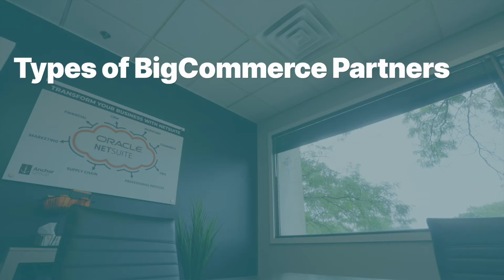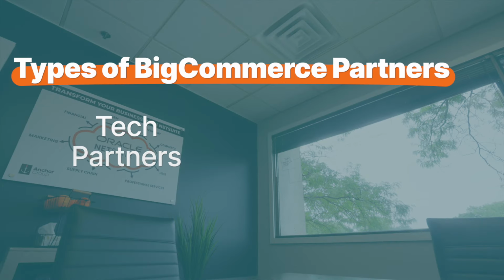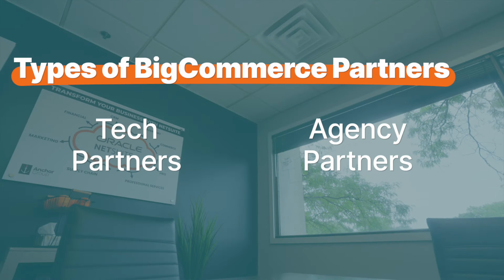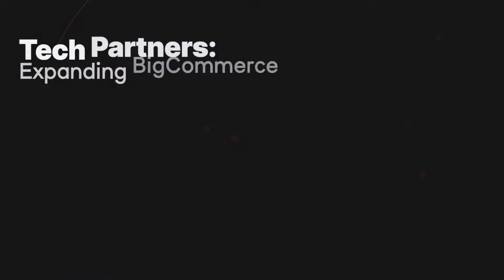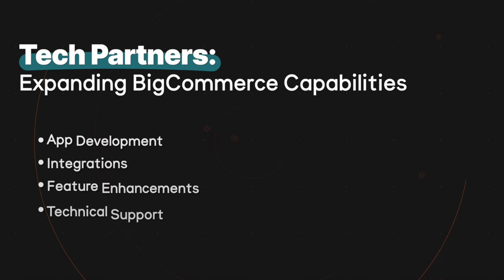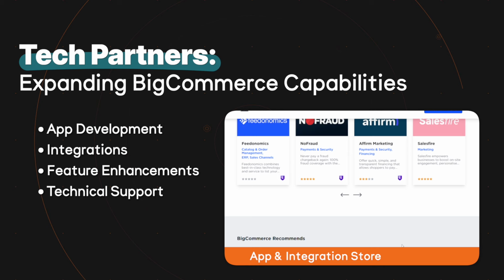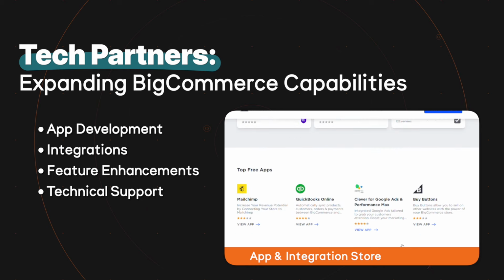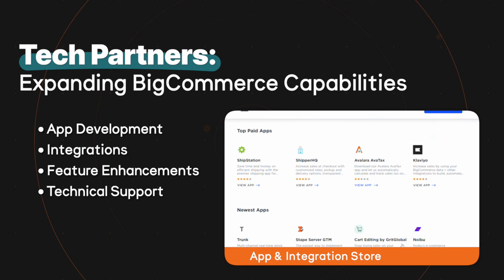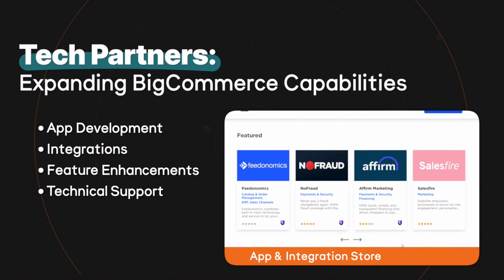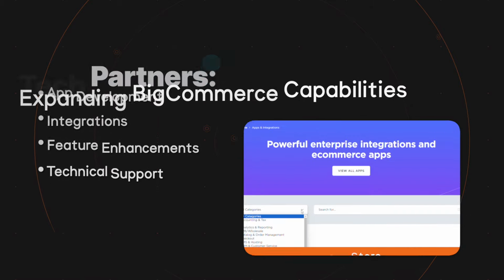So at a high level, generally, there's going to be two different types of partners you're going to find in the BigCommerce ecosystem. The first partner is going to be a tech partner. The second type of partner is going to be an agency partner. Let's talk about tech partners really quick. Within the BigCommerce ecosystem, there's different companies that create apps and integrations and features that you can add to the native features of your BigCommerce account. Now, the companies that create those added features are considered tech partners because they partner with BigCommerce to help broaden the scope of what a BigCommerce website can do.